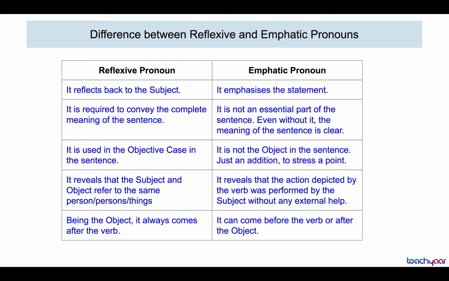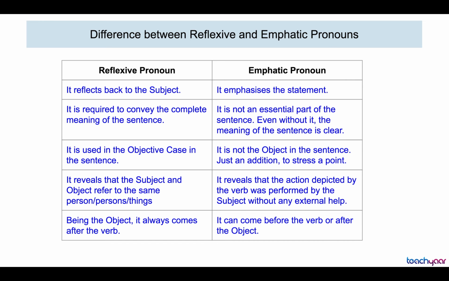Now, what is the position of these pronouns? These are all very distinct differences. So if you understand them well, you can easily identify which is the reflexive pronoun and which is the emphatic pronoun. So the last difference is that being the object, the reflexive pronoun always comes after the verb.